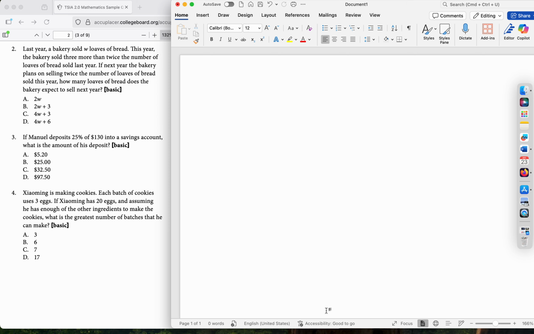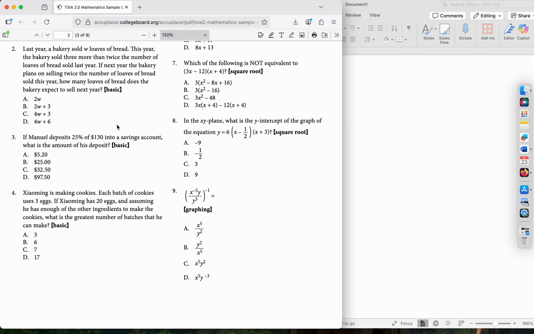Looking at number 2, it reads: last year, a bakery sold W loaves of bread. This year, the bakery sold 3 more than twice the number of loaves of bread sold last year. When you see a question that's really wordy like this, it's testing your ability to translate that word problem into an equation. So let's pay very close attention to keywords as we read number 2.